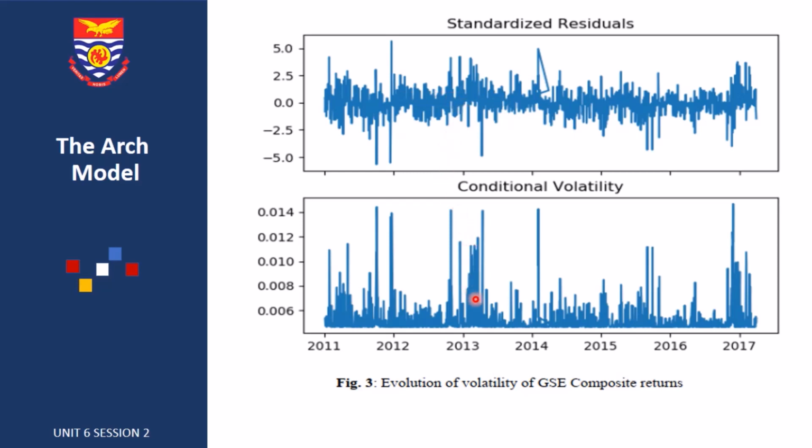These are the plots of the conditional volatility. We are simply plotting the parameters of the ARCH model. In Figure 3, the top diagram shows that the errors have constant variance, and the bottom figure shows the evolution of volatility across time. So these are the stationary series. This shows that the residuals are stationary, and this also shows the evolving nature of the volatility across time.